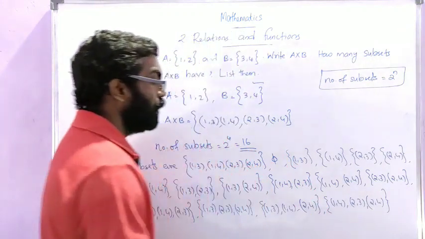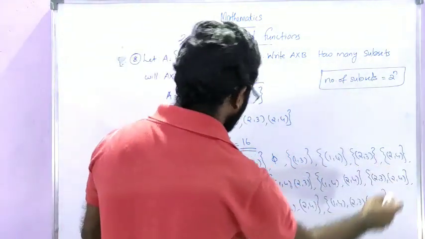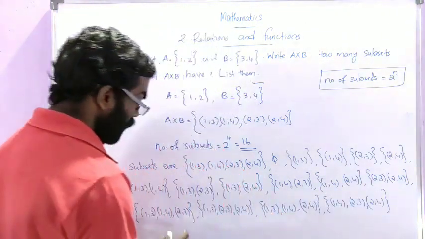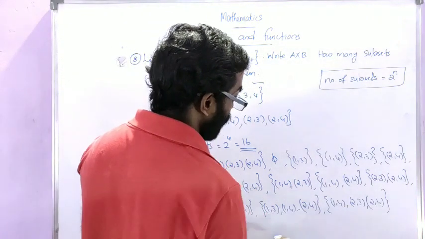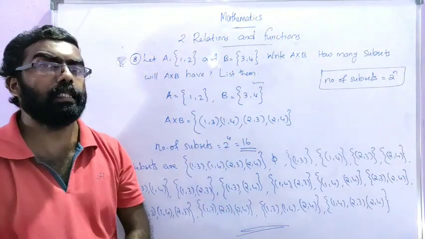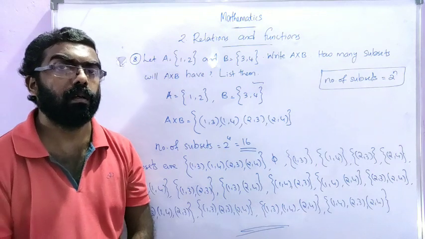Okay, now we can count it: 1, 2, 3, 4, 5, 6, 7, 8, 9, 10, 11, 12, 13, 14, 15 and 16. So it is over. We have written the 16 subsets of what? A cross B. Clear?